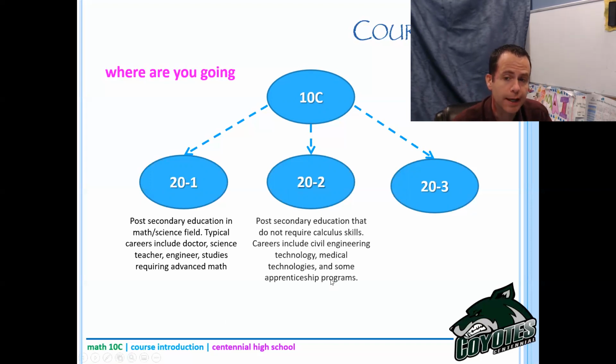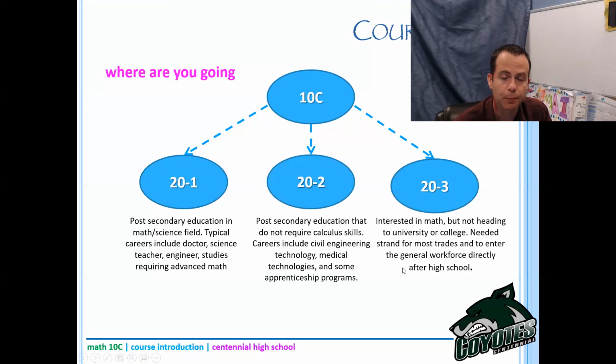With -2, you are still heading to university. A lot of kids out there think, oh, I don't want to take 20-2 because I'm not heading to university if I take 20-2. That is totally not the case. It's just that you're heading to university and into a program that doesn't require as heavy mathematical work as -1 would. So you're heading to post-secondary education, but it does not require calculus, essentially. So maybe you want to be in civil engineering technology or medical technologies or different apprenticeship programs or stuff like that.